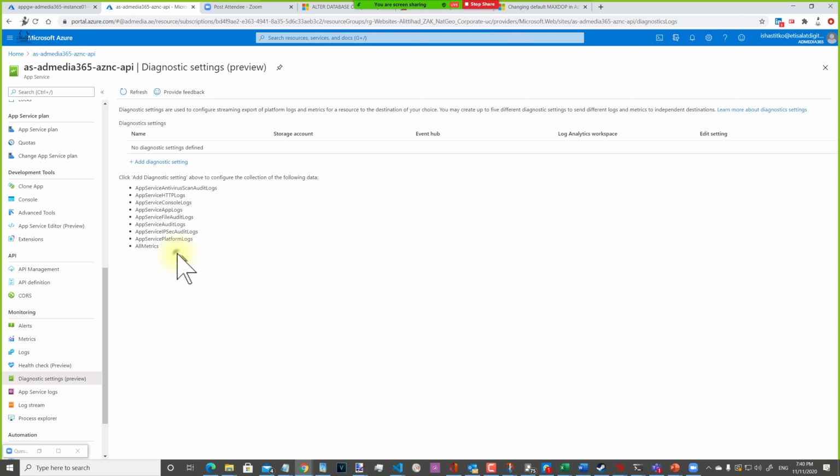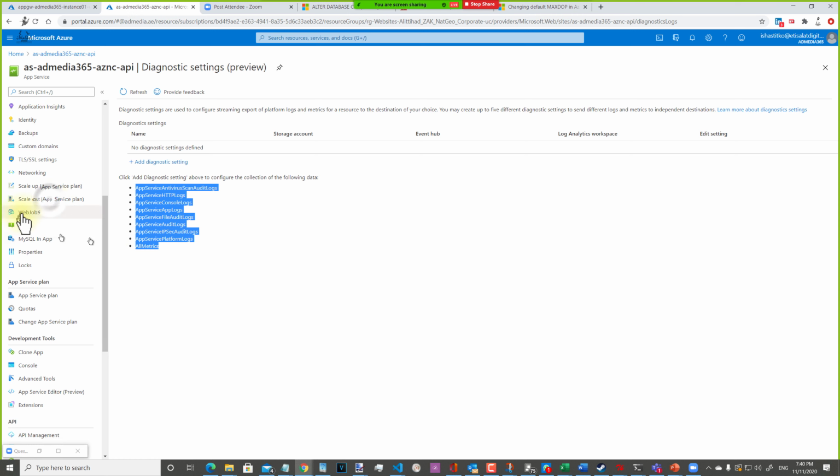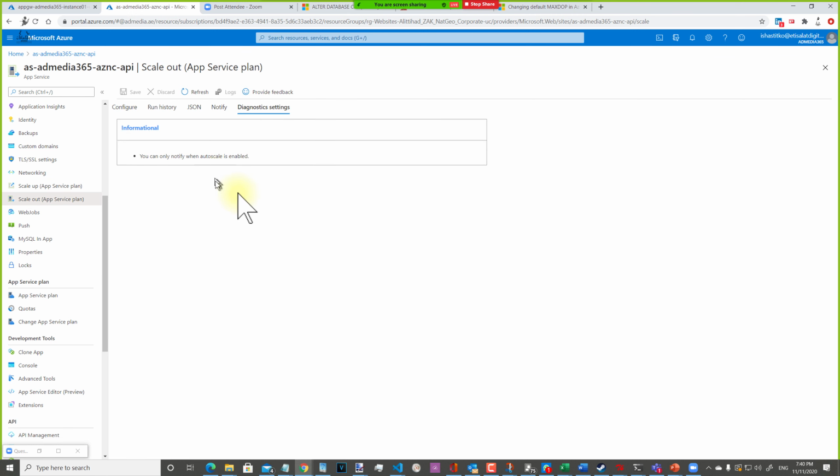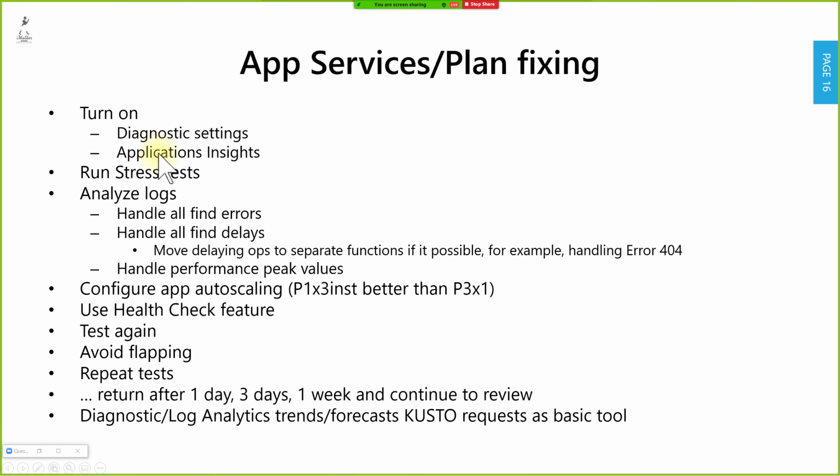You can see a lot of things here. You can turn on additional options on the auto scaling where you can see the diagnostic. It's without the auto scaling, but anyway, you can turn on the diagnostics here. You can use, and you must use Application Insights to analyze what's going on inside your application.